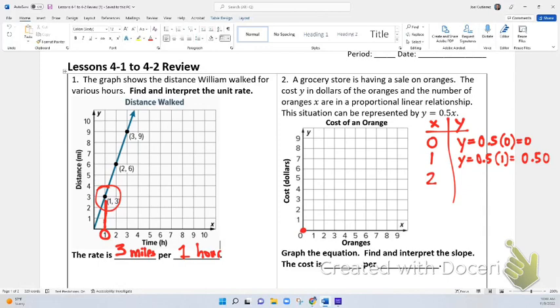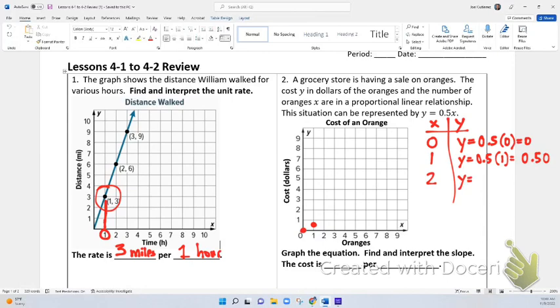Now, here's the hard part for number 2. Some of you guys are like, I see where the $1 is, but where the heck is the 50 cents? So 50 cents is simply between the 0 and the 1, so we need to put our point right in the middle between 0 and 1. So 1 orange costs 50 cents.